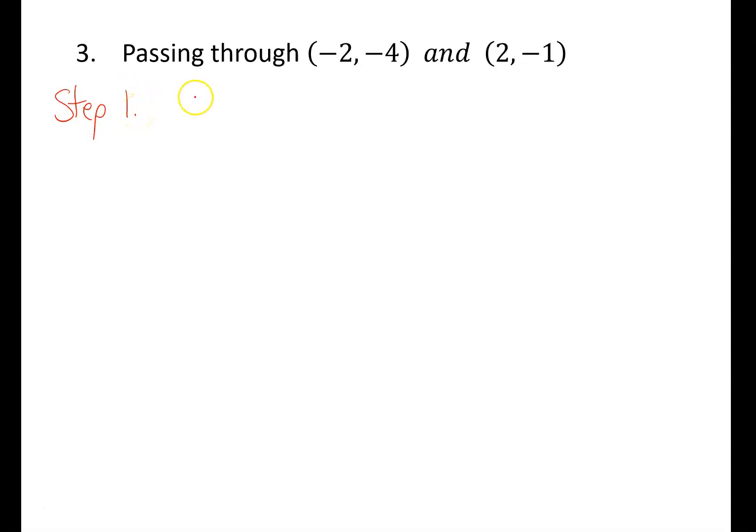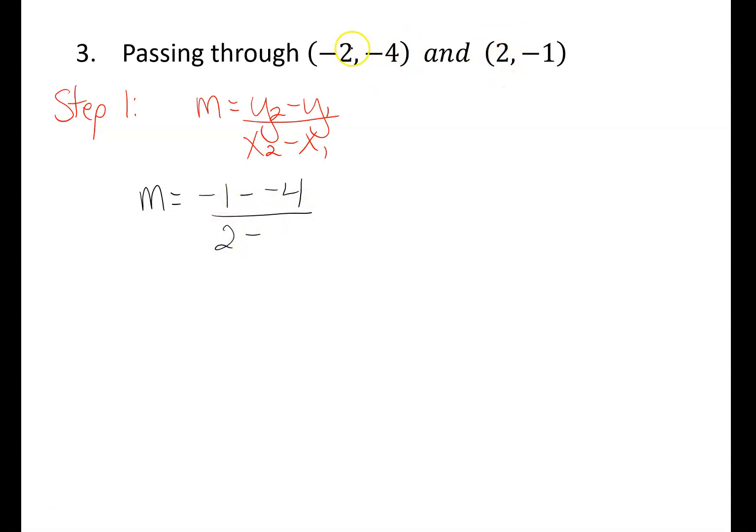Find the slope. We're going to do that using m equals y2 minus y1 over x2 minus x1. So we're going to plug in. Let's start with our second y, -1, minus our first y, -4. And then the x's: start with the second, 2 minus my first x, -2. And then we're going to simplify.